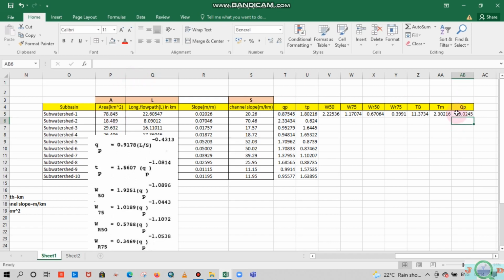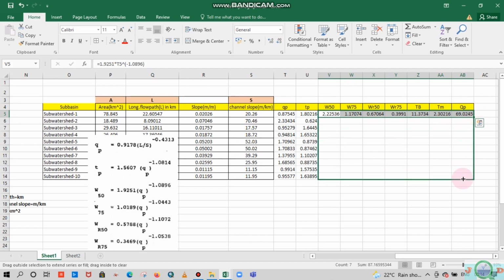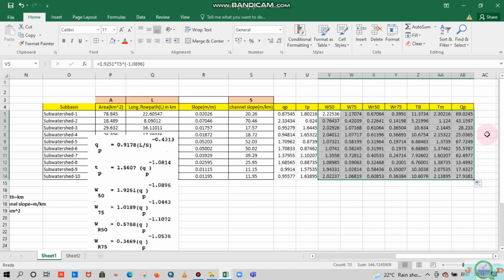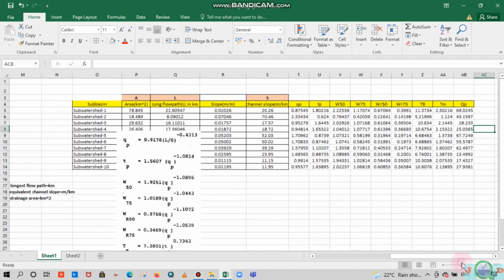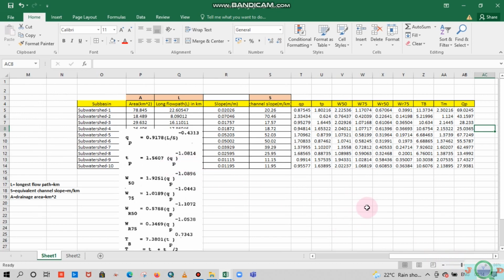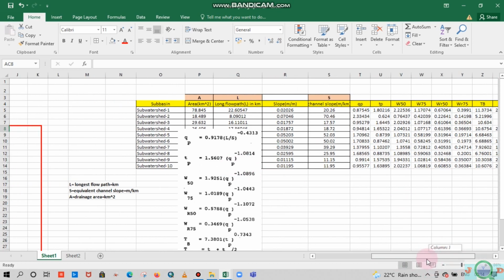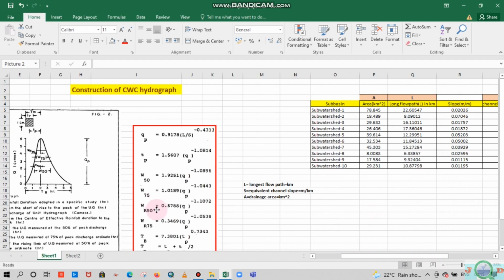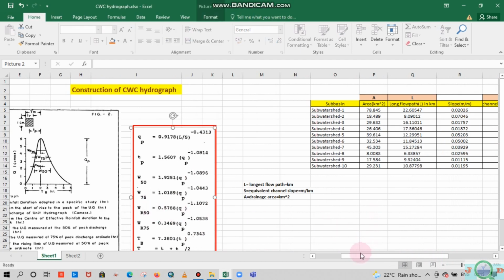So this one is the QP. So just scroll it down. So here we found the ordinates of the unit hydrograph.